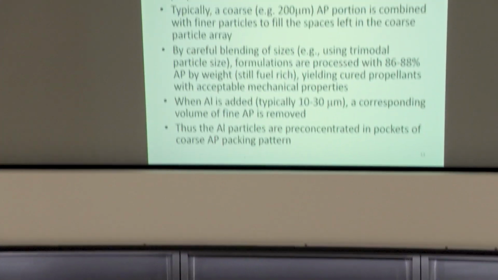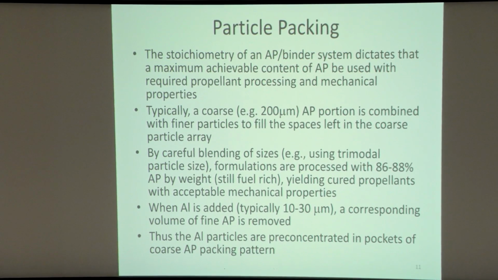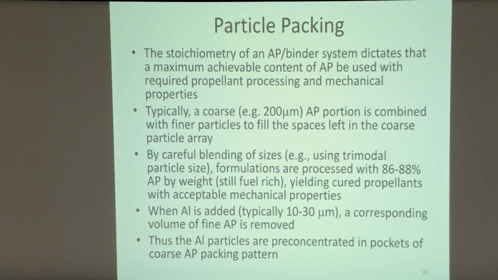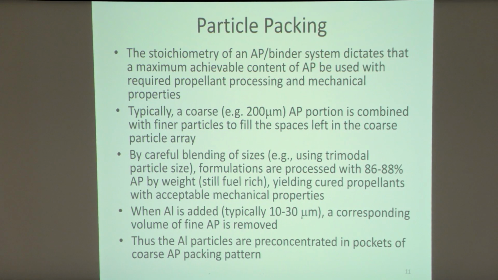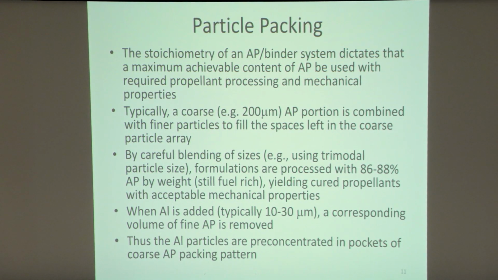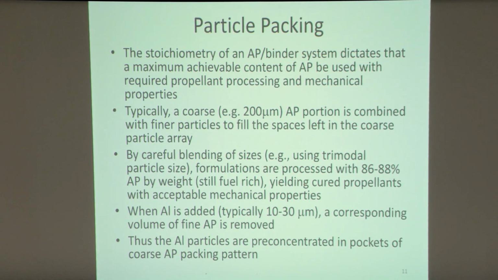Okay, so how do these agglomerates form? Again, through particle packing. The stoichiometry of an AP binder system dictates that a maximum achievable content of AP be used with required propellant processing and mechanical processes. So I need to put as much AP in the propellant as I can because that's where my oxidizer is coming from, right? But then I'm limited by the solid loadings because of the processing. If I put too much solids in, I get too much surface area, the viscosity changes very large, and I can't work with it.